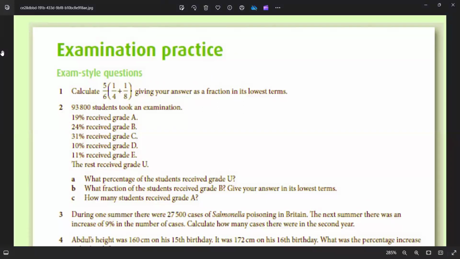Now let's start. For exam style question 1, calculate 5/6 (1/4 + 1/8), giving your answer as a fraction in its lowest term. So for this, we can remove the bracket first and write it as 5/6 times 1/4 plus 5/6 times 1/8.